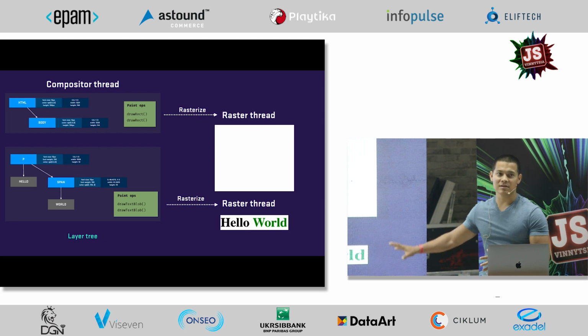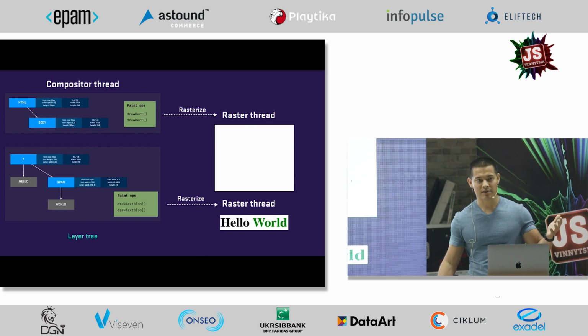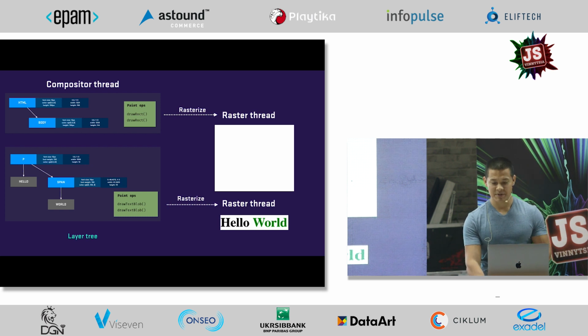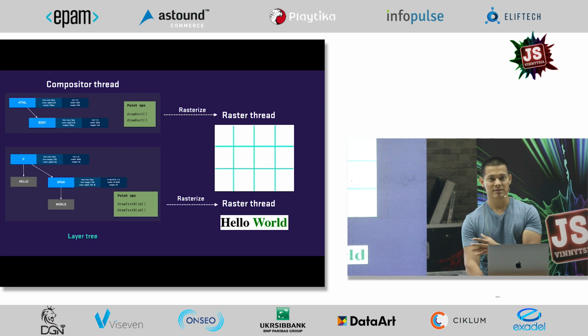Some of the layers are really big, and it's kind of wasteful for the CPU and the memory to be rasterizing the whole content, right? So to not do that, to do things efficiently, the compositor also breaks a layer into tiles. And it only rasterizes the tiles that are actually in the viewport or closer to the viewport. This saves a lot of memory and CPU consumption.